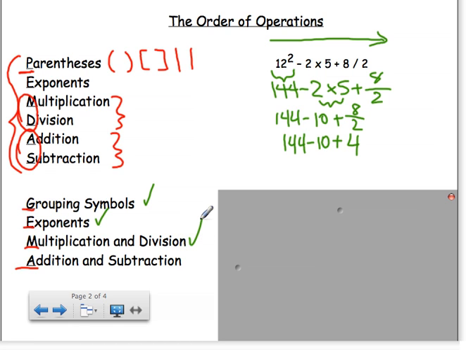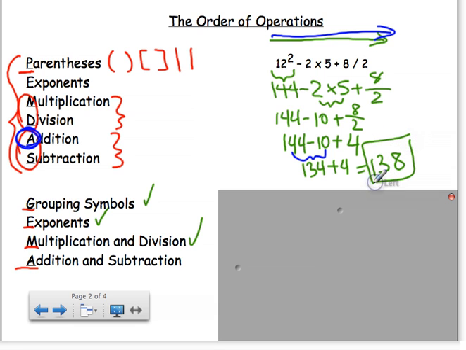Last is to do addition and subtraction in the order that I see them, going from left to right. So this is where PEMDAS might make you think, right here, that you need to do addition first, but that's incorrect. As I'm reading from left to right, the very first thing I need to do, you see, is subtraction. So if I subtract, I have 144 minus 10, that's 134 plus 4. And then I add, 134 plus 4 would be 138. Now I finished addition and subtraction. That was the first example without using any types of exponents.